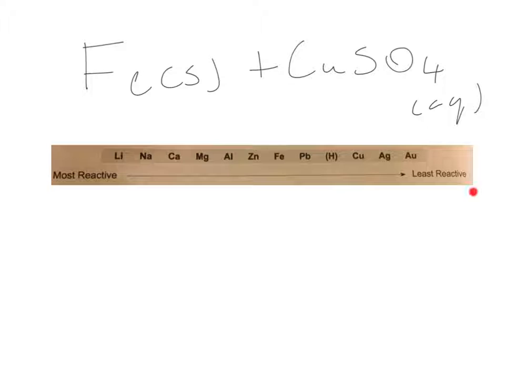So this is where we need to go to this activity series. Right, so you will be given this in your exam. So lithium is the most reactive, while the gold is the least reactive. So let's look at the iron and copper in this table. So iron is here, copper is here. So this is telling us that iron is more reactive than copper.